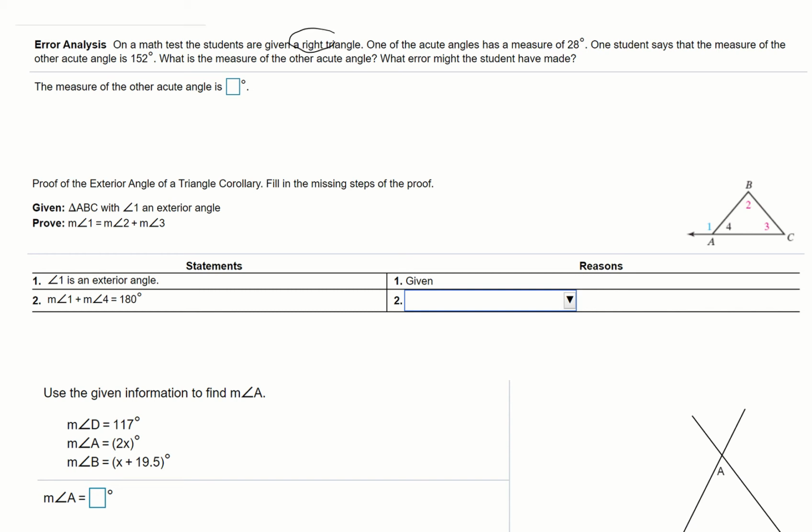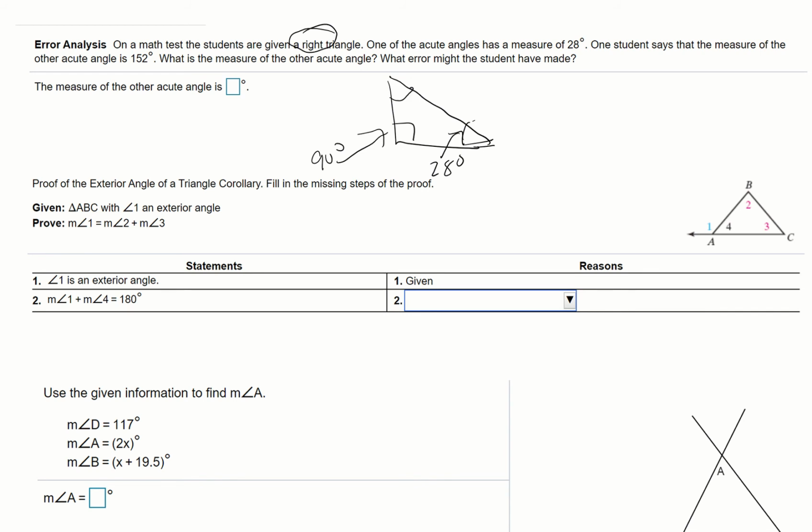Remember that a right triangle is a triangle with a 90-degree angle. A right angle is 90 degrees. So because we have a right triangle, one of the angles has to be 90 degrees. And they said in the problem that the other angle is 28 degrees. So what is the third angle?